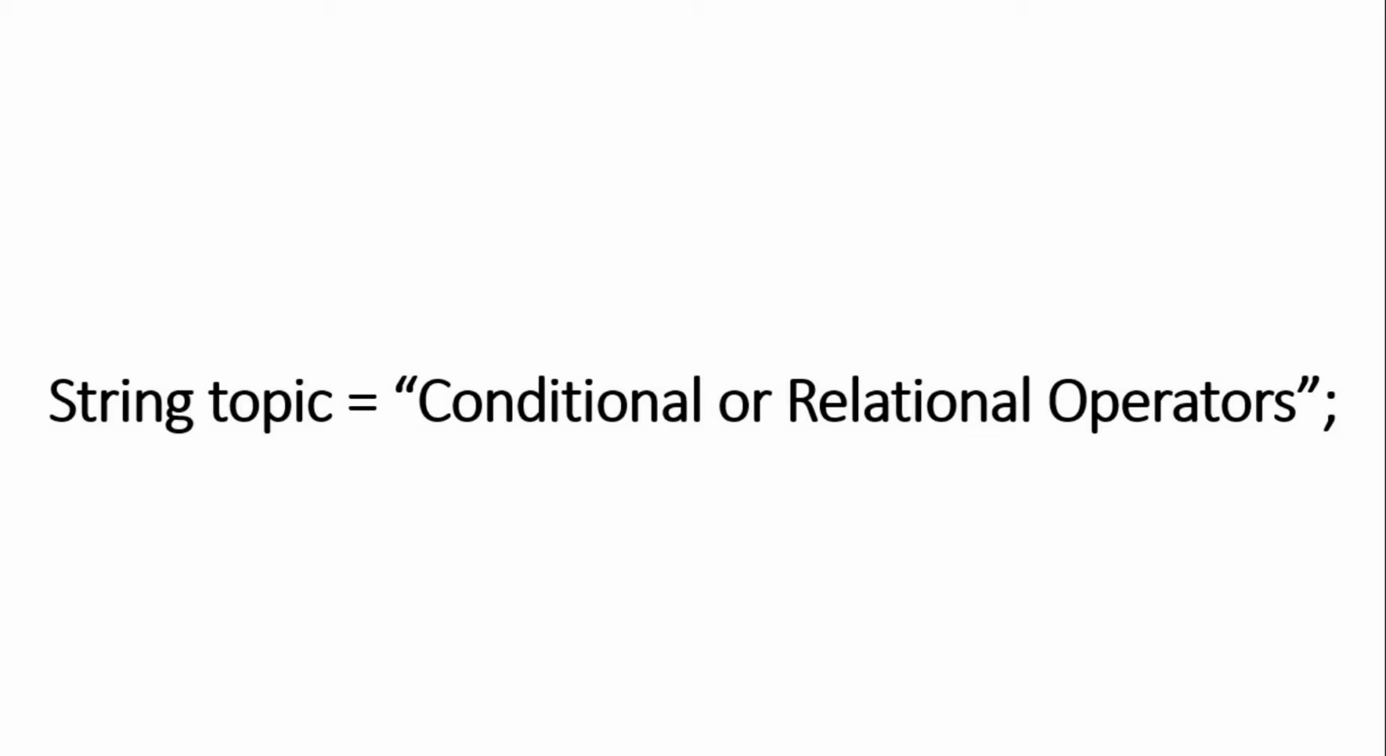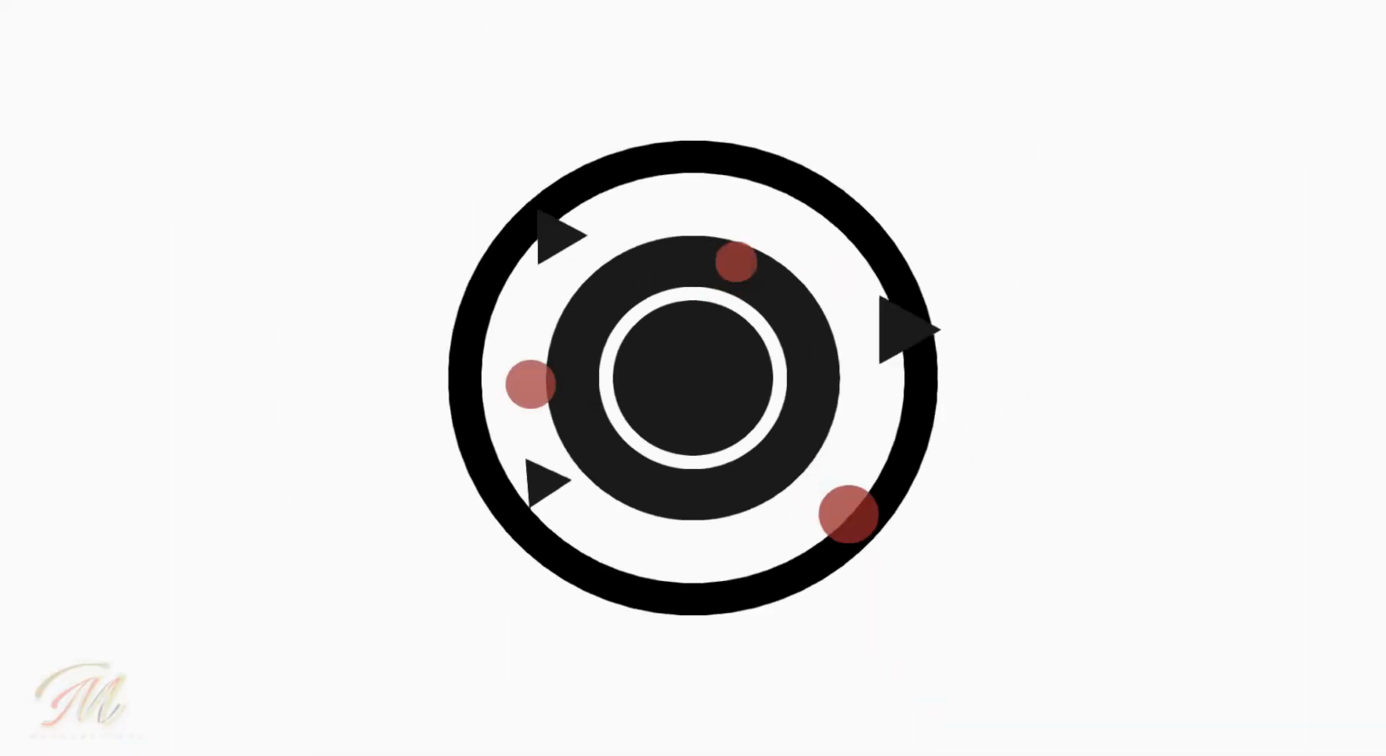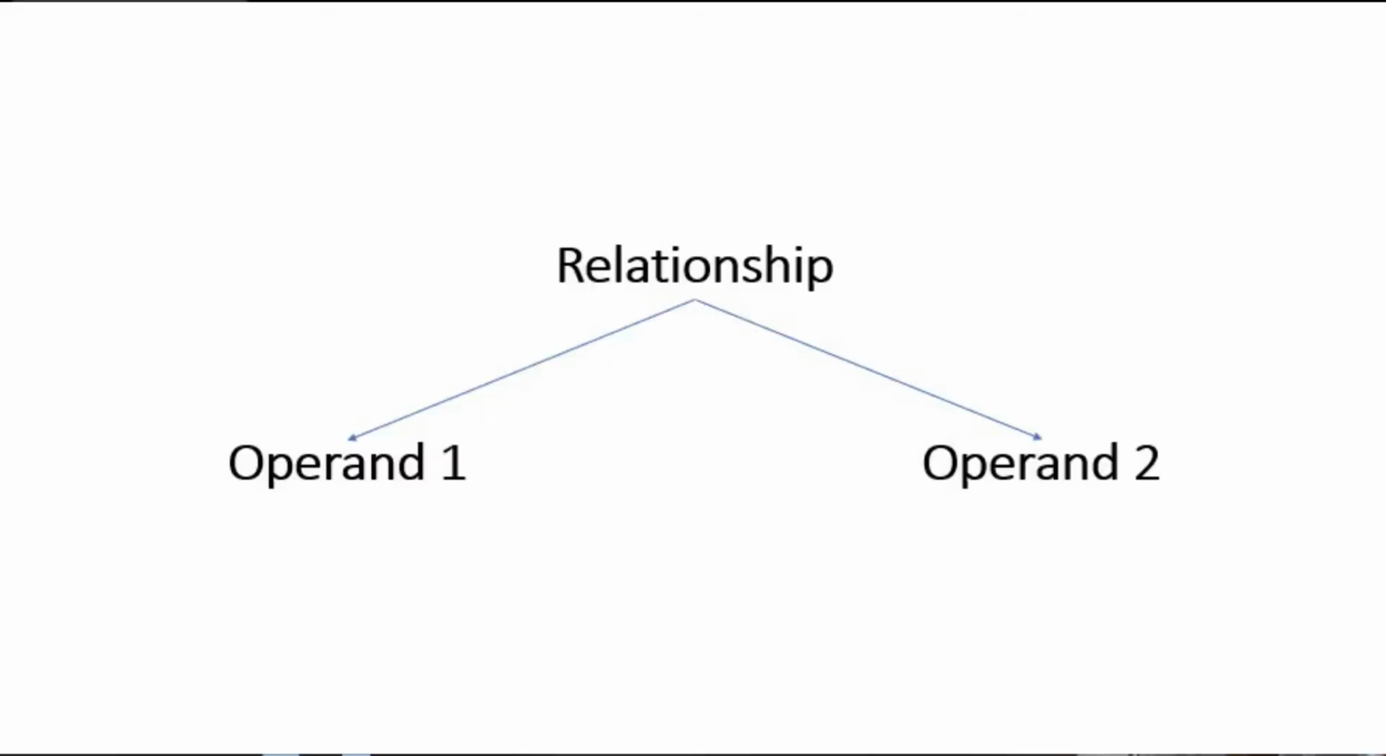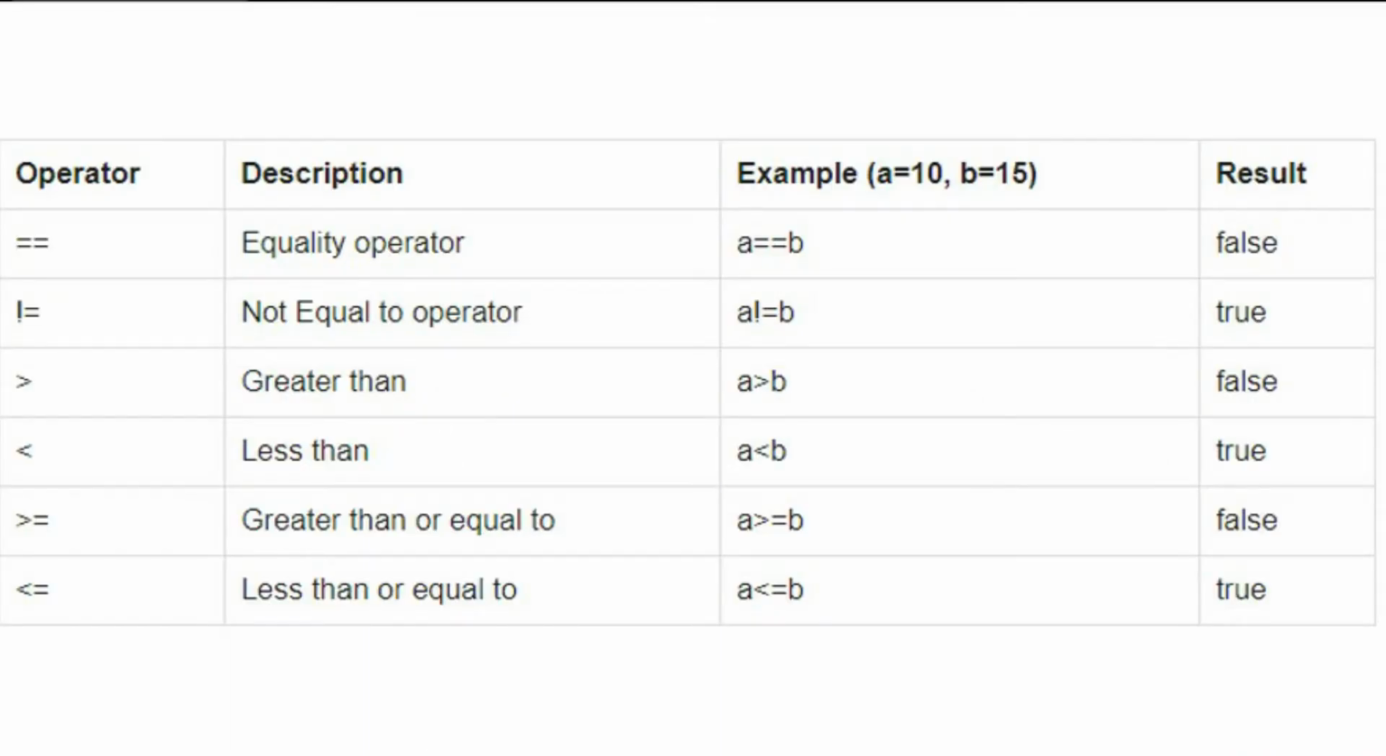So in this video, we are going to discuss Java conditional or relational operators. If you need to change the execution of the program based on a certain condition, you can use if statements. The relational operators determine the relationship that one operand has to the other. Specifically, they determine equality condition. Java provides 6 relational operators which are listed in the table.